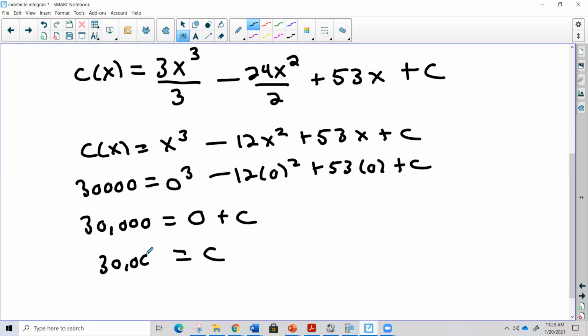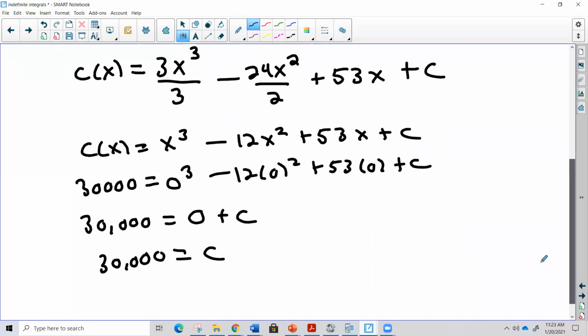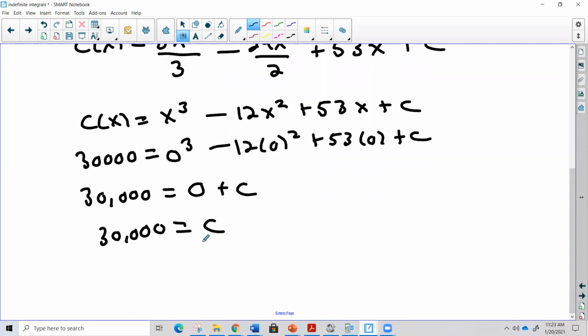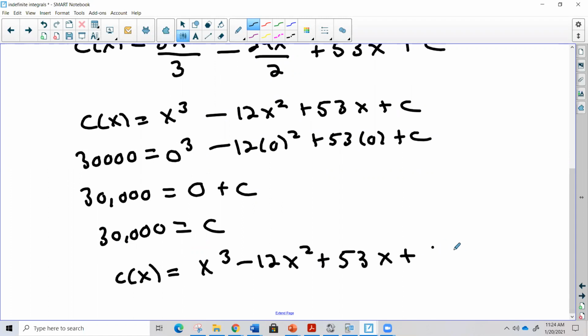Now, it doesn't always work out that c is equal to the value that they give you. So just make sure you are careful with that and don't assume that. But then my cost function, what I do is I plug in that specific value of c. So I'm going to put plus 30,000. And this is my cost function.